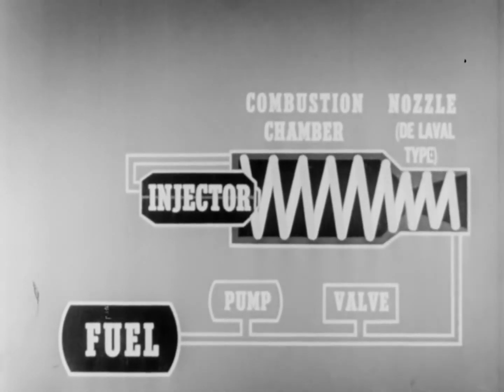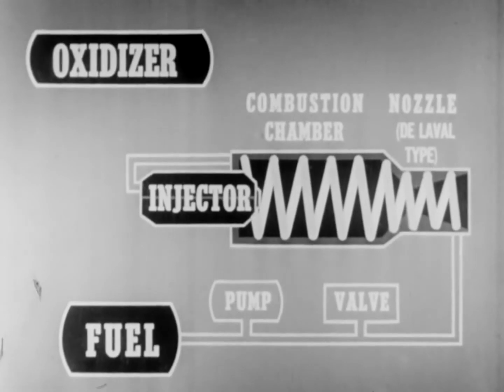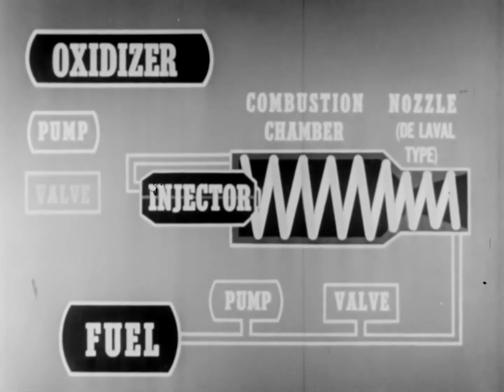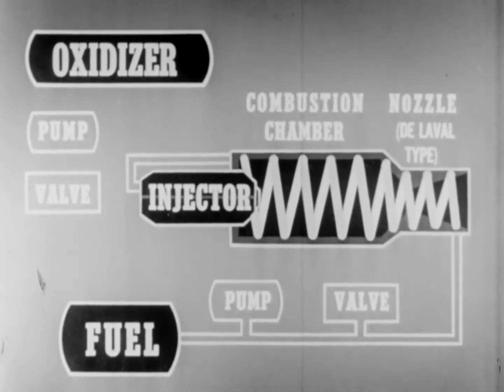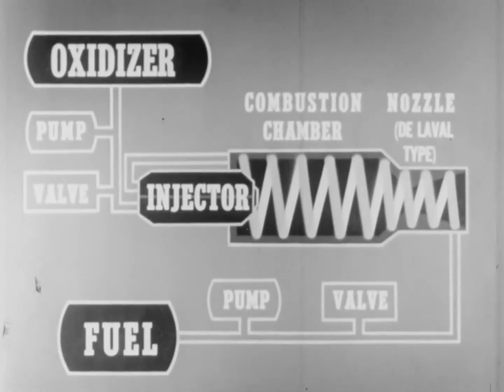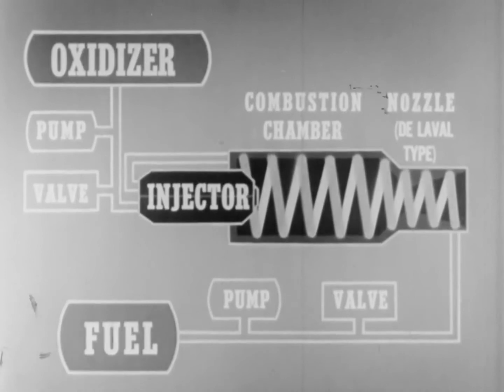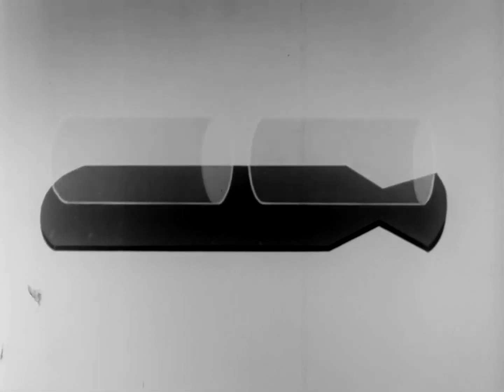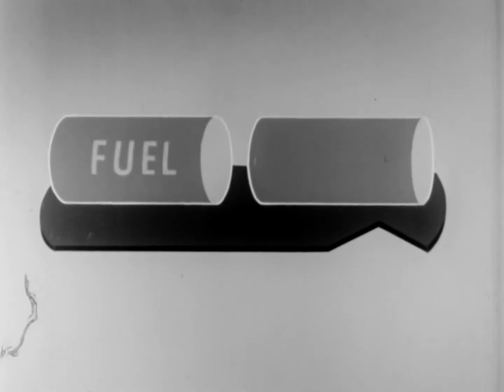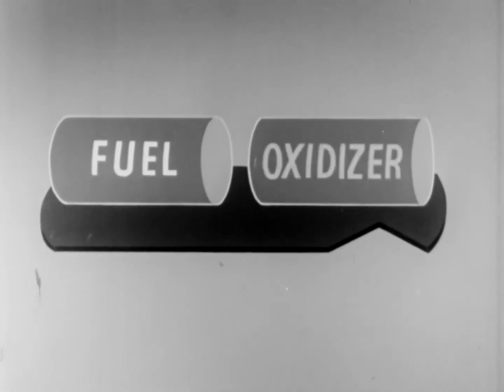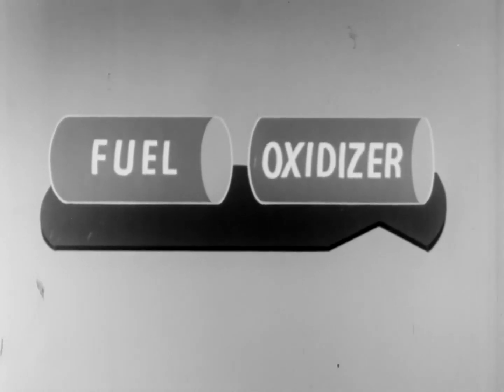So until we do, we'll continue to work with two tanks, two pumps, two valves, and two feed lines. The propellants used in these motors are called bipropellants because they consist of two separate liquids, one a fuel, the other an oxidizer, neither of which will burn without the other.